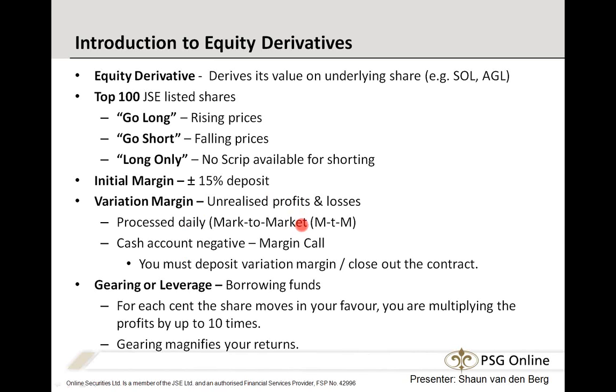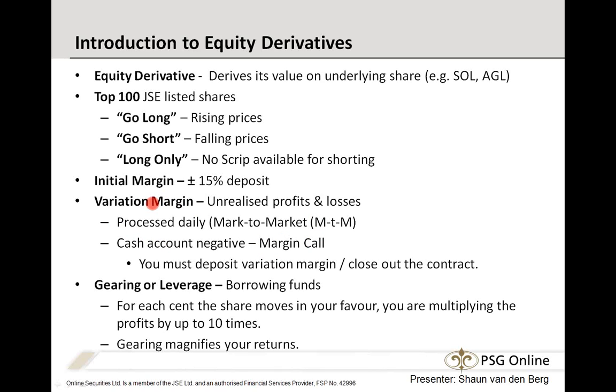But if the market goes against you, okay, and you don't have enough cash in your account, you have what we call a margin call. Okay, this is where we talk about variation margin, what we call a top-up. So this is where you need to top up to bring it back to your 15%. So people don't understand that these things are risky.